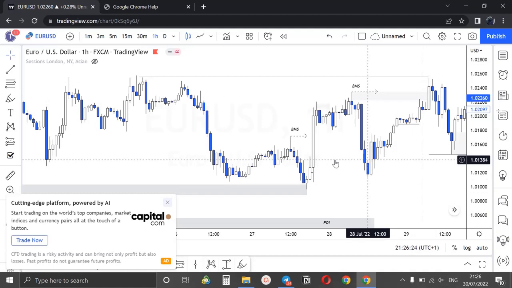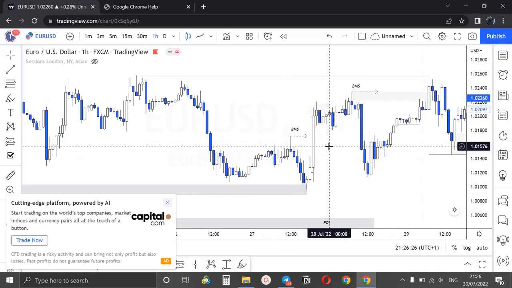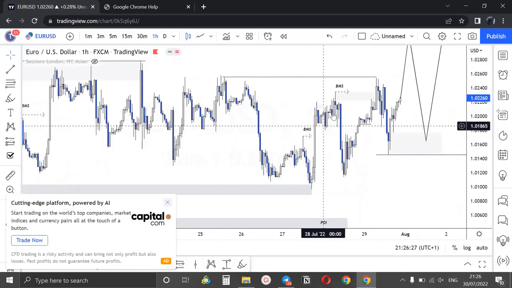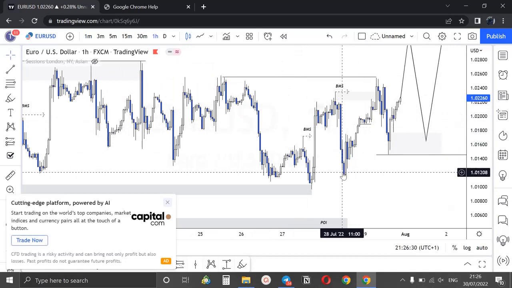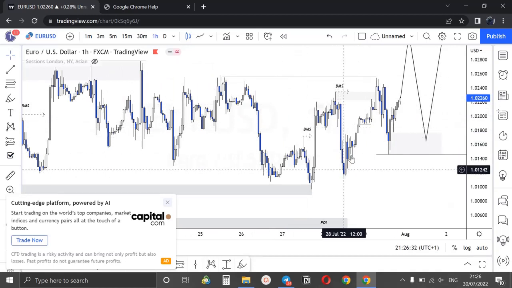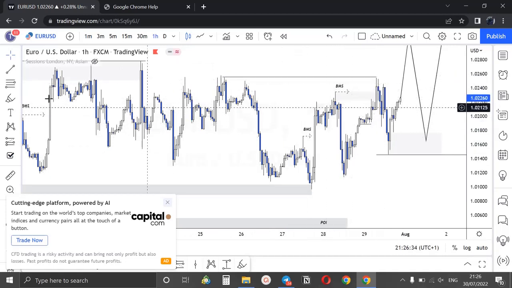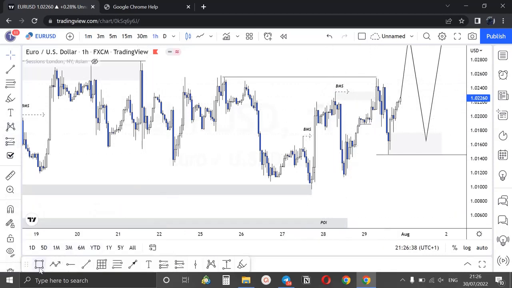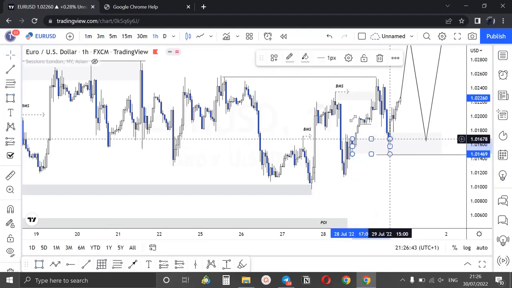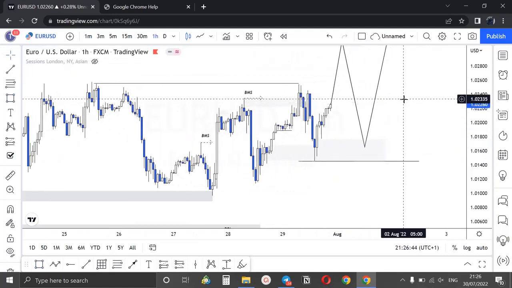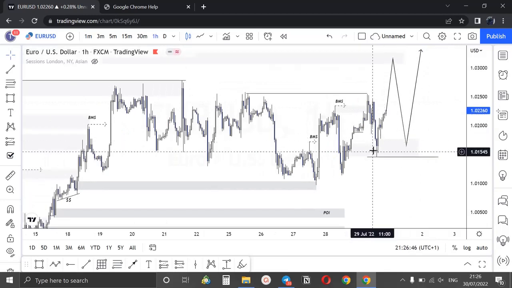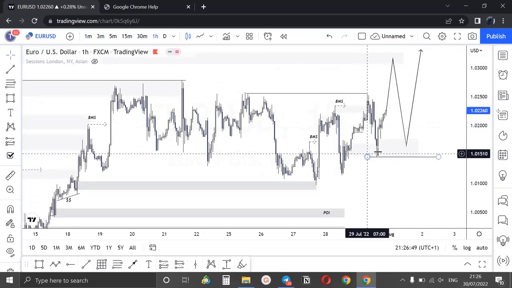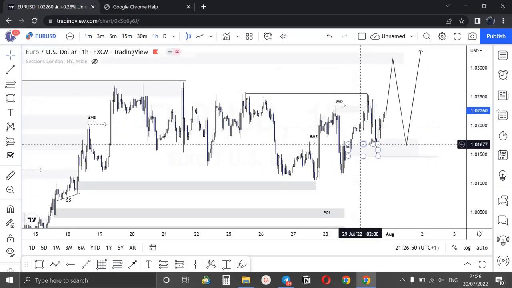What happened? You can see how the market changed in character. It created a higher high, created a higher low, right? Created a higher high. I was really targeting this area. This was on Friday. I had an idea right there. So the market has already mitigated this area.